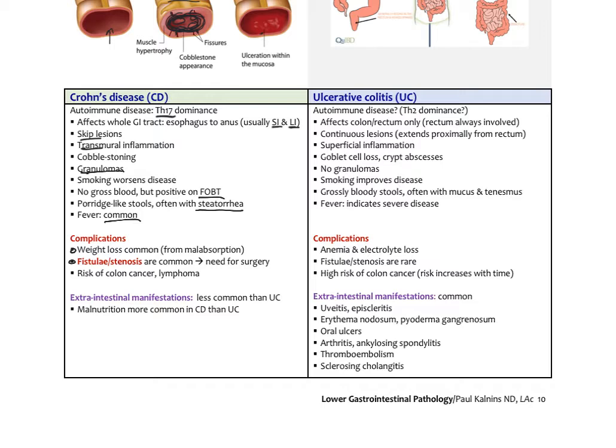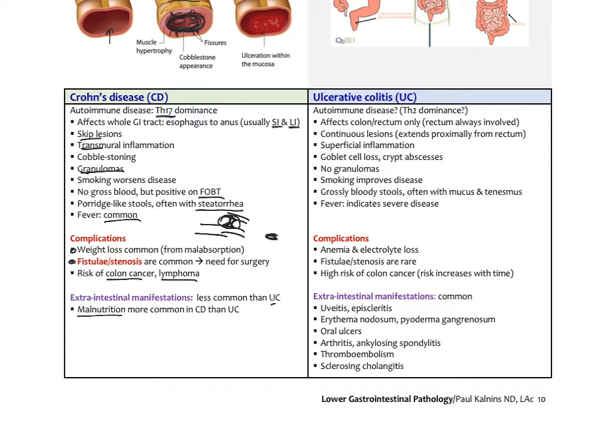Fistula and stenosis are common. Stenosis is going to be the narrowing of the gut lumen, but a fistula is where one part of the intestine, because of inflammation, let's say here's another part of the intestine that loops around, is going to actually form a passage between the two. So all this gets inflamed, and then a little passage forms. That's a fistula. These require surgery. And there's a higher risk of colon cancer and lymphoma with Crohn's disease. And the extraintestinal manifestations we talked about are less common than in ulcerative colitis. But again, the malnutrition is more common than in ulcerative colitis.